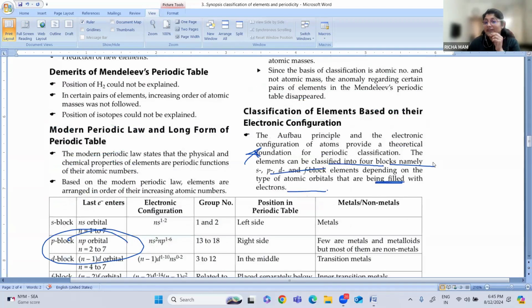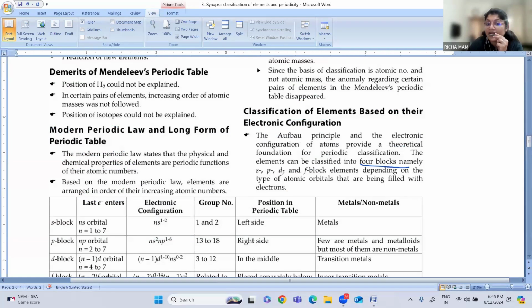How is the classification done now? The classification of elements is based upon their electronic configuration. There are basically 4 blocks. The elements are divided into 4 blocks. Which are the 4 blocks?